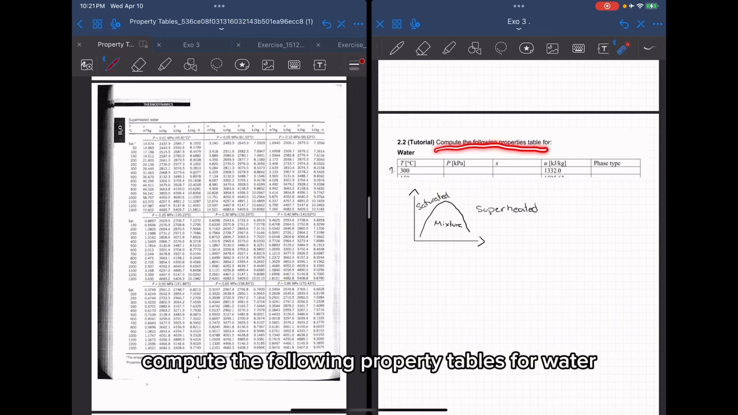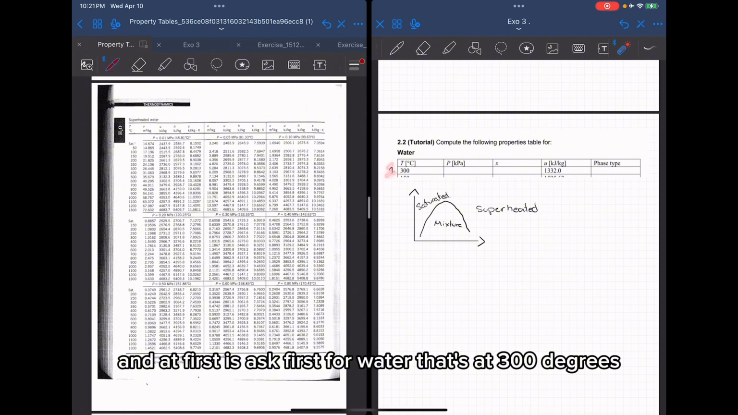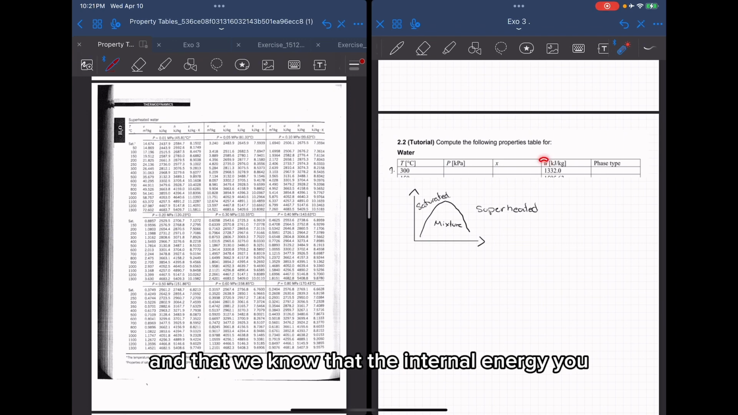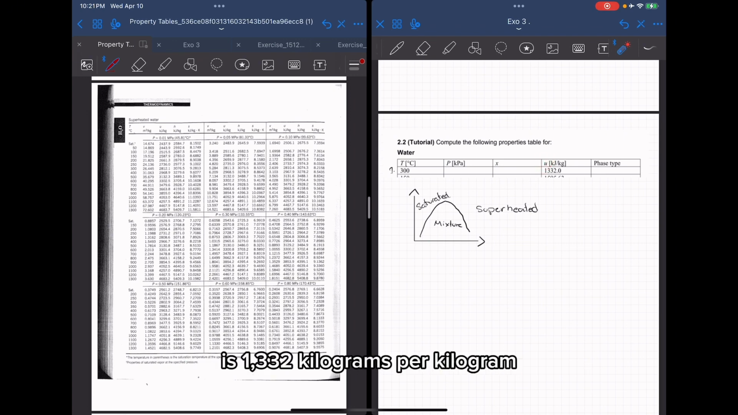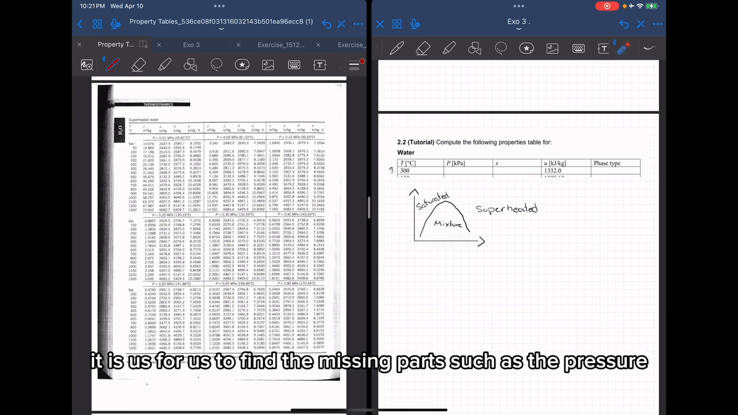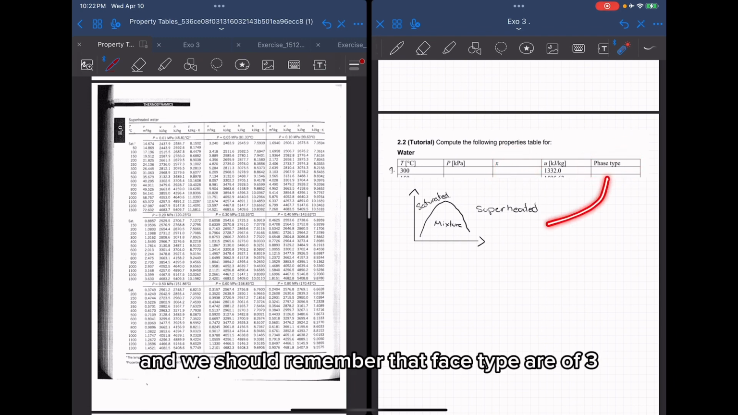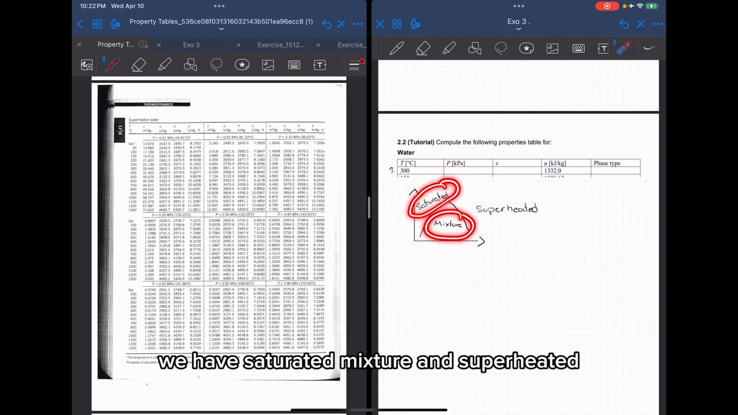Compute the following property tables for water. At first, we are given water at 300 degrees, and we know that the internal energy U is 1332 kilojoules per kilogram. Then we are asked to find the missing parts, such as the pressure, the quality, and the phase type. And we should remember that there are three phase types: saturated, mixture, and superheated.